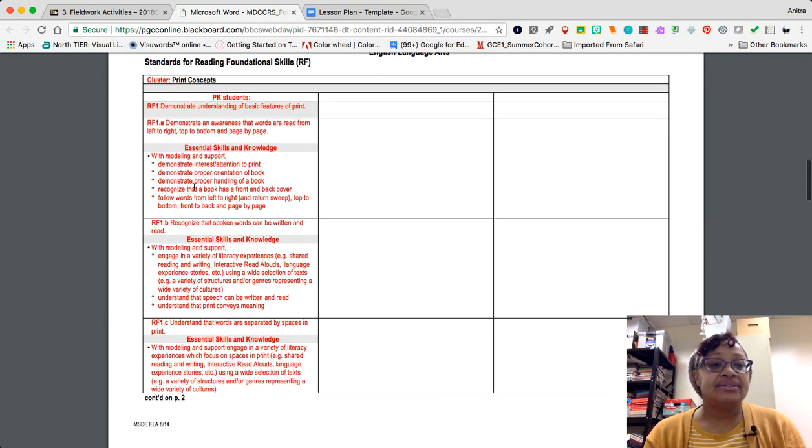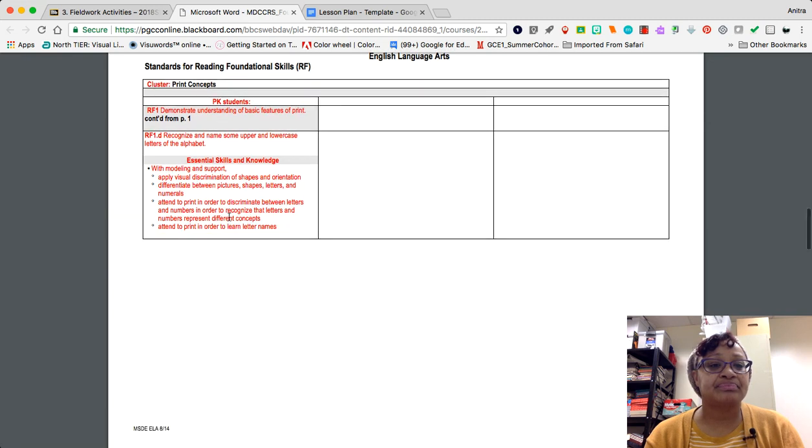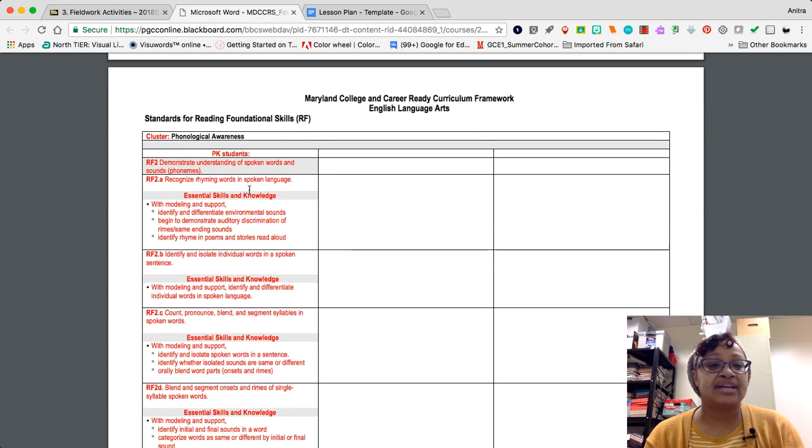Okay, so I think I will maybe select one of these. I think I'm going to pull from RF2, Recognize Rhyming Words in Spoken Language. I'm going to do that. So my objective will be, with modeling and support, my students will be able to identify different environmental sounds. And you're just going to pull one. Begin to demonstrate auditory discrimination of rhymes, same ending sounds, identify rhyme in poems and stories. Okay, I think I'm going to do identify rhyme in poems.